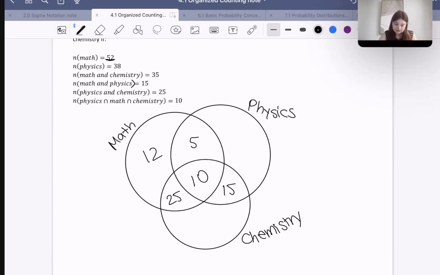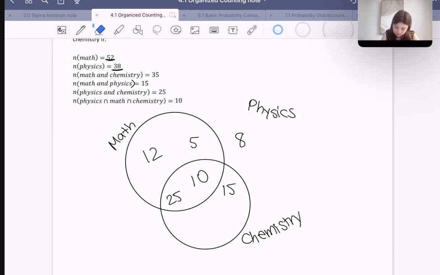Now it says 38 take physics, right? So we've already accounted for 5 that take math and physics, plus 10 who take all 3, plus 15 who take physics and chemistry, so that total adds up to 30, right? So that means there's 8 students left who only take physics.